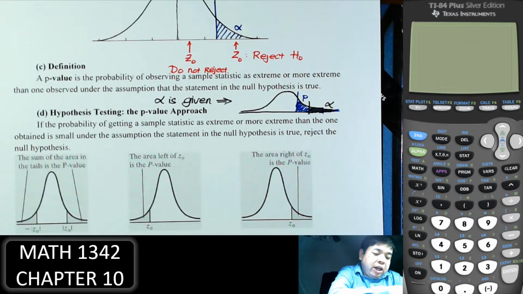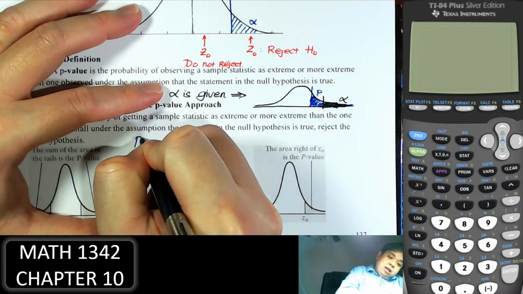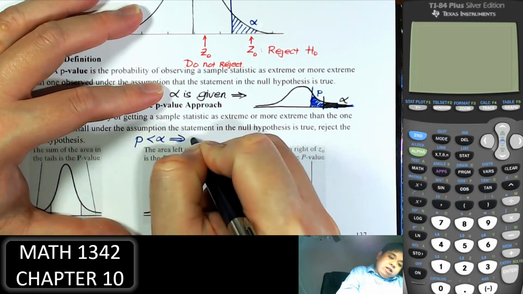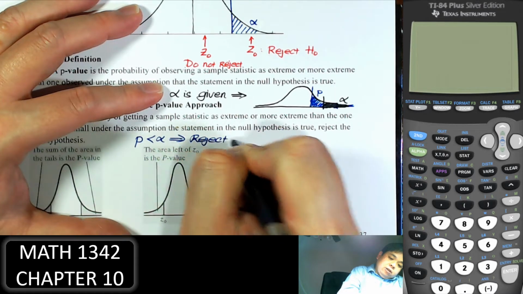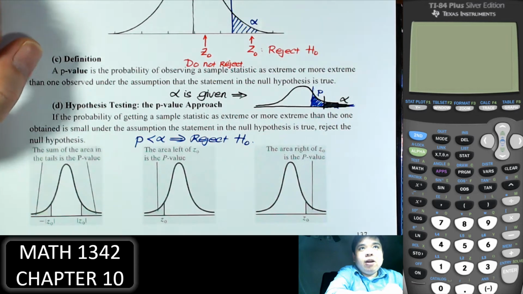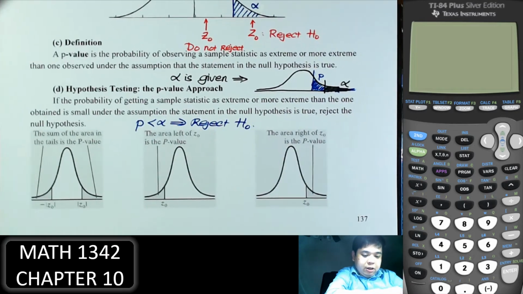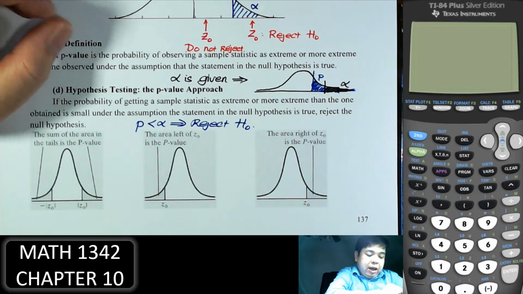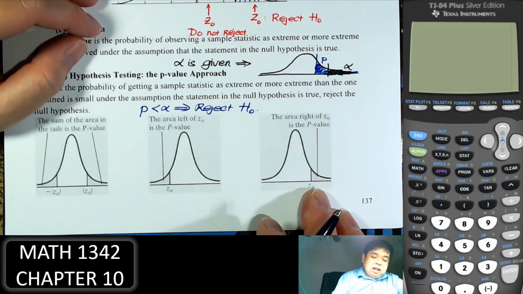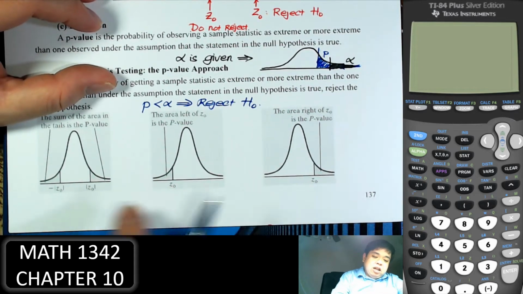So in the p-values approach, if the probability of getting a sample statistic as extreme or more extreme than the one observed is small, under the assumption that the statement of the null hypothesis is true, we reject the null hypothesis. So I simply say this: if p is less than alpha, we reject it. And there are three different cases: the left tail, the right tail, and two tails.